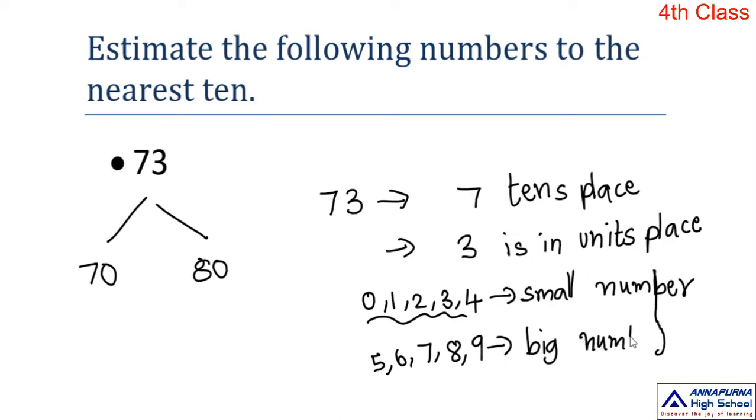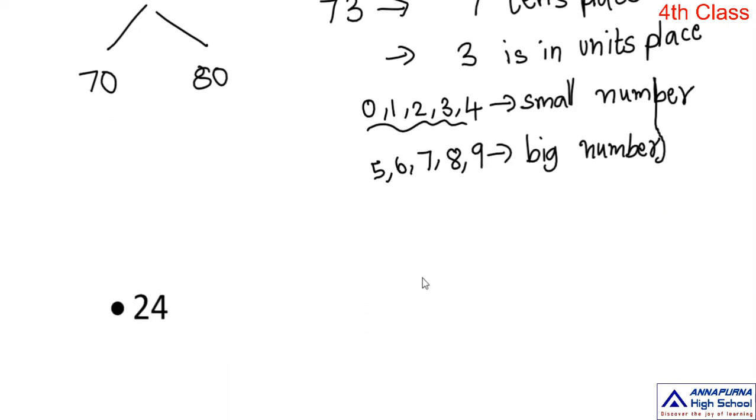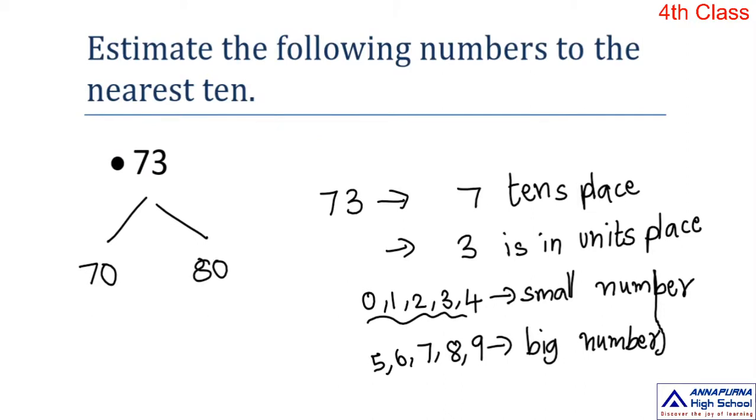So in this number 73, 7 is in the tens place, and the next number 3 is in the units place, and 3 belongs to which family? Small number family. So which is the small number here? 70 is the small number. So 73 is approximately equal to 70. What is the nearest 10 for 73? 70. Do you understand children?